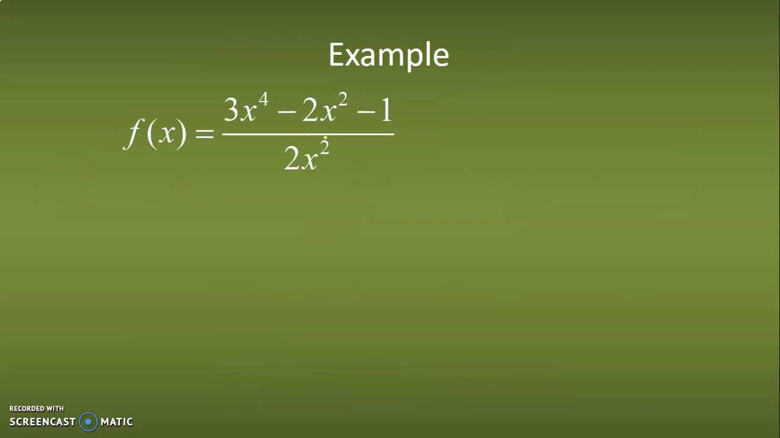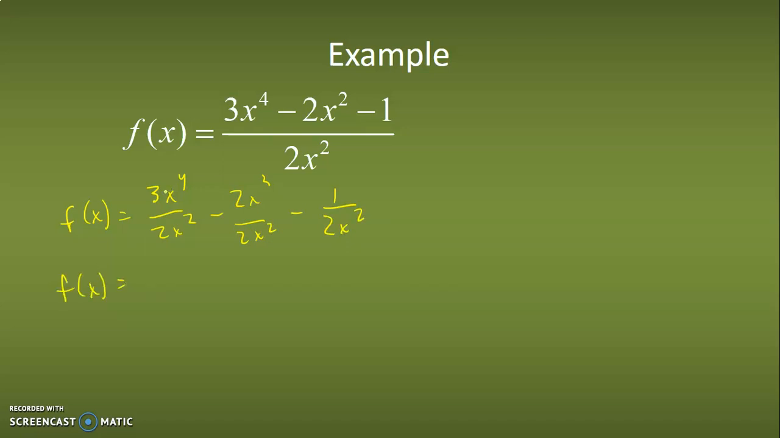So in theory, you could use the quotient rule here, but you should not. If you see a single term on the denominator, you should try to break up the fraction. So I haven't taken the derivative yet. I'm just breaking up the original fraction: 3x to the fourth over 2x squared, minus 2x squared over 2x squared, minus 1 over 2x squared.